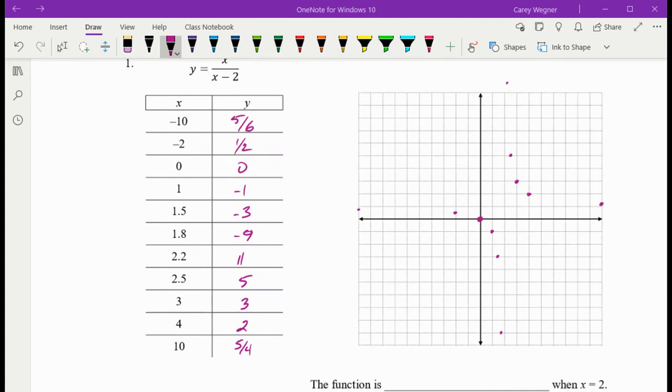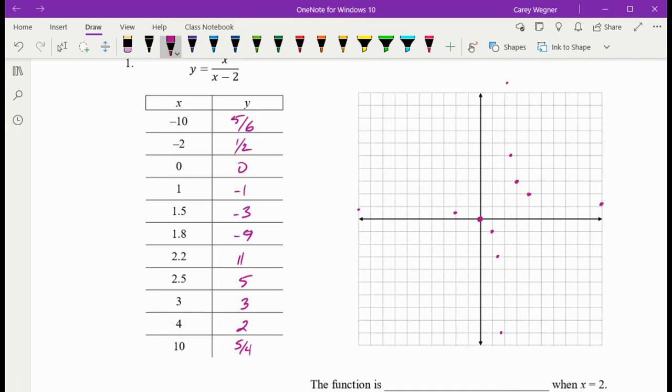Well, here you can see my table and my points plotted for the first graph. And so as you look here, you see that towards the ends, my y values are close to a y value of 1. At the left end, I'm at 5/6, a little bit less than 1. At the right end, I'm at 5/4, a little bit bigger than 1.